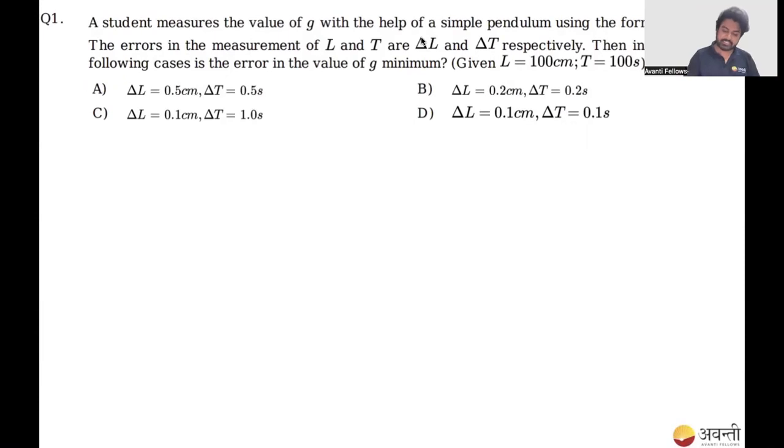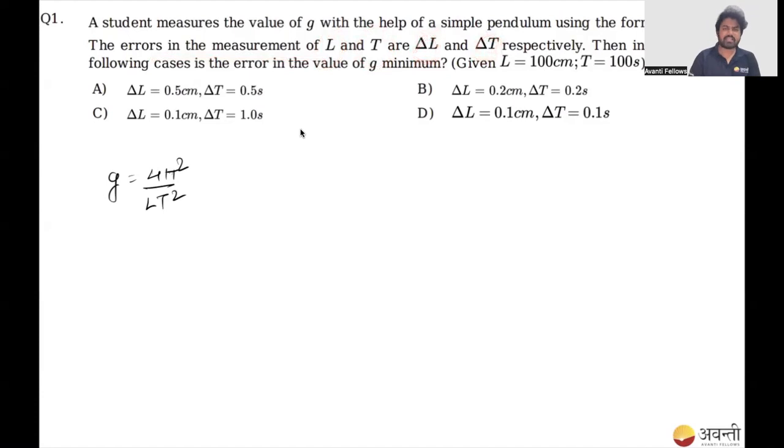It is telling that a student measures the value of g with the help of a simple pendulum using the formula g is equal to 4 pi square upon LT square, where the parameters L and T have the standard meanings. L means length, T means time. So this is the formula by which the time period is used to measure. The errors in the measurement of length and time are delta L and delta T.